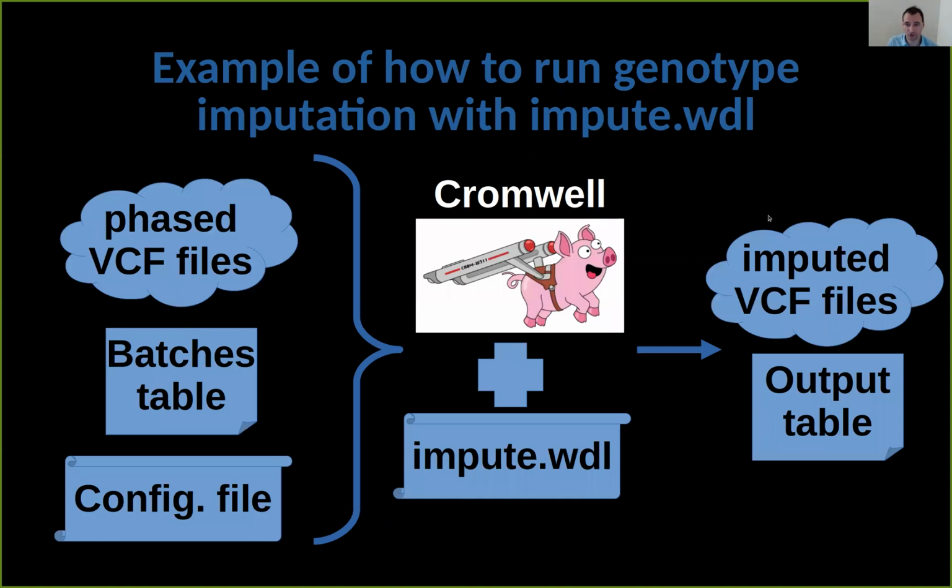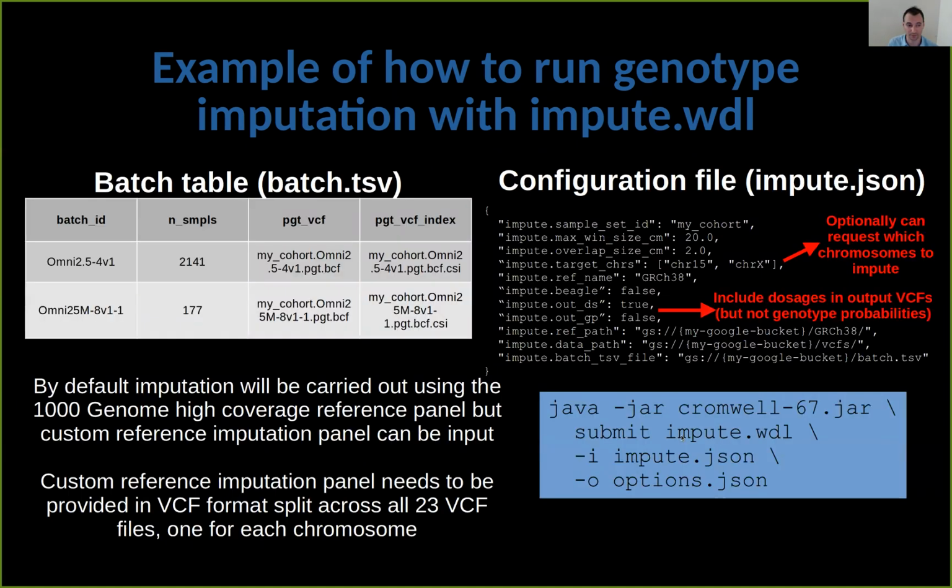Similarly, running the imputation pipeline is not that different, especially after you've run the MoChA WDL pipeline. We're going to have to input a set of phased VCF files, 1 per batch. We're going to input a table listing the batches, and then again a configuration file listing some important options. And again, this will be input into the Cromwell server together with the impute WDL script, and we're going to expect a bunch of imputed VCF files out if everything runs correctly.